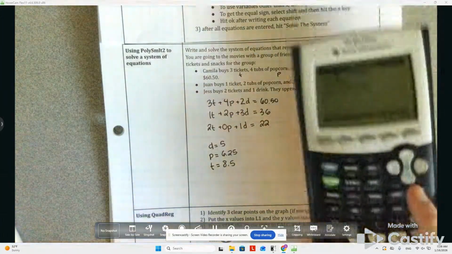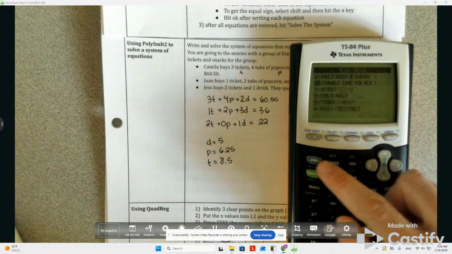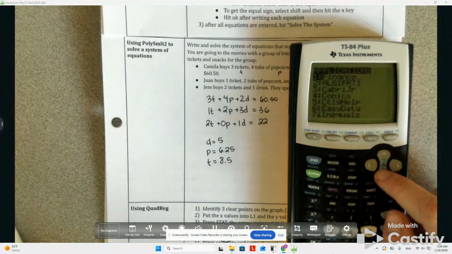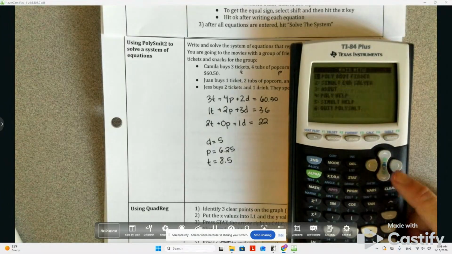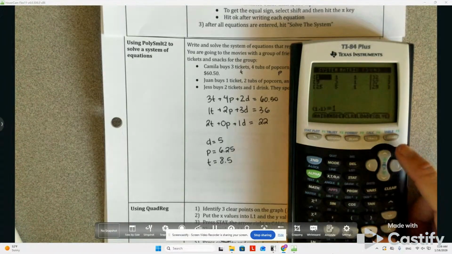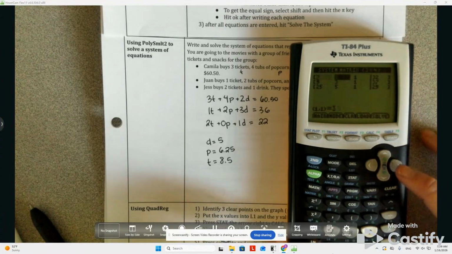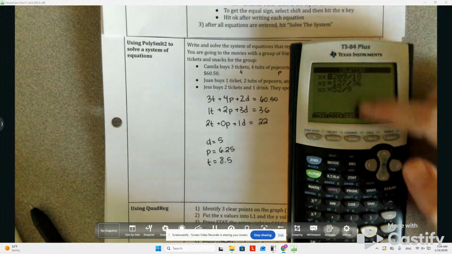And in TI, we'll again go second apps. So let me clear out of all this. So apps, not second apps, just plain old apps. Find PolySmlt. We have simultaneous equation solver, 3 variables, 3 unknowns, hit next. It's going to save whatever we had before, so we'll just type over it. So 3, 4, 2, 60.50, 1, 2, 3, 36, and 2, it's very important that we put 0 here, 2, 0, 1, 22, and solve.